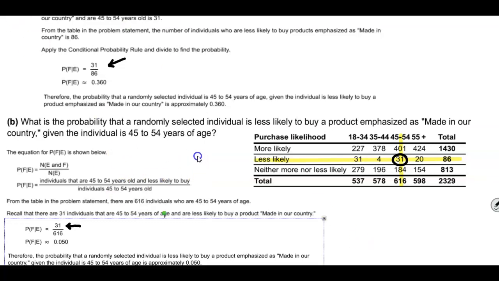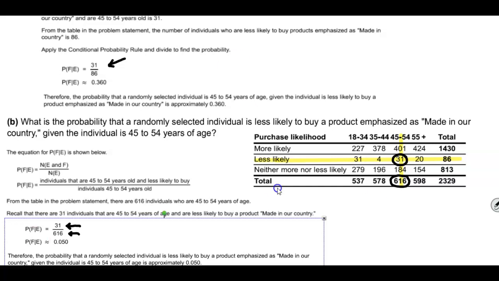Okay, and then the question is saying, given that the individual is 45 to 54 years of age. So you can see here, what are the total individuals of that entire column that is 45 to 54 years old? If we take a look at that column, you can see that that total represents 616, and that's what's in our denominator.